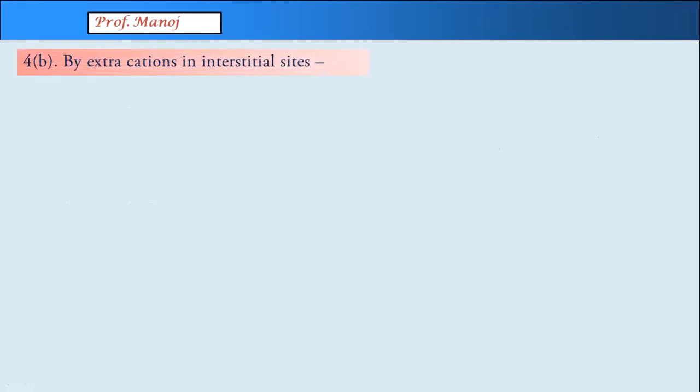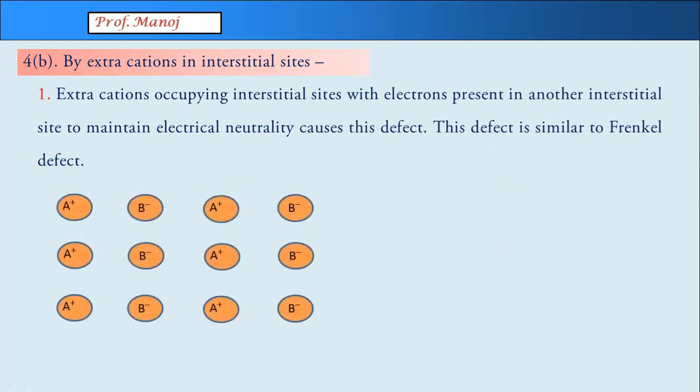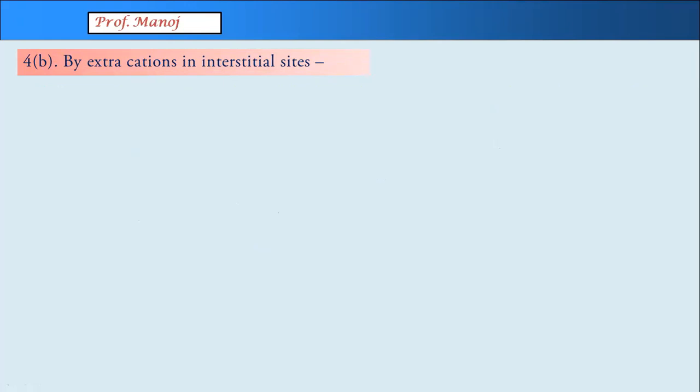Next, we have extra cations present in the interstitial site. So extra cations along with their electrons can occupy the void spaces, just like in Frenkel defect. This was the original picture as usual, and now instead of this you have an additional cation with an electron. So this changes the property of the crystal. Let us see an example of it.